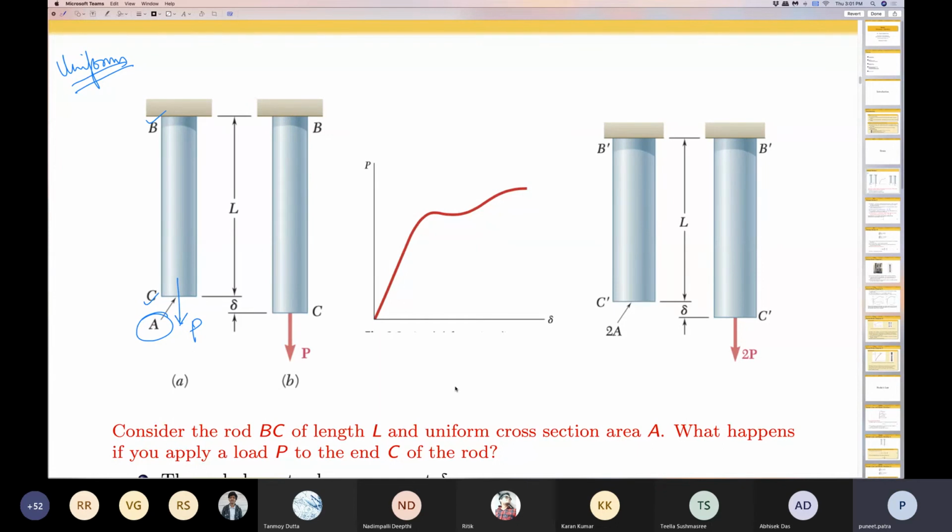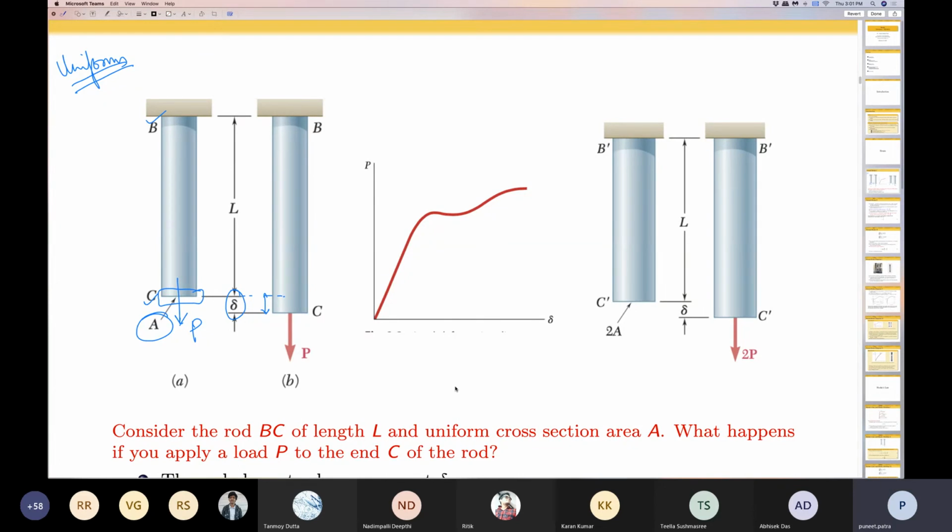Now, what would you expect? You would expect that the end C, since we are no longer working with rigid bodies, we are working with deformable bodies, is no longer going to remain at its original position. Rather, it will start to show some amount of deflection. There will be some deformation in the beam, and there will be some change in position of the end C. Let this deflection or deformation be delta.